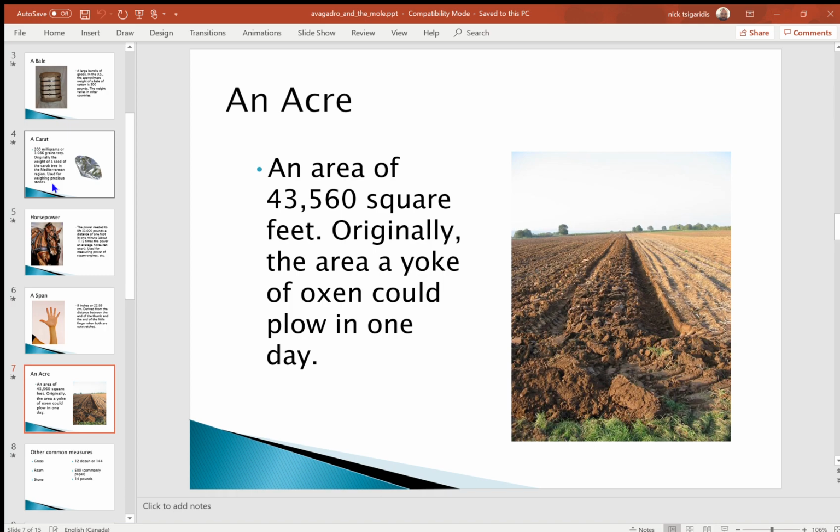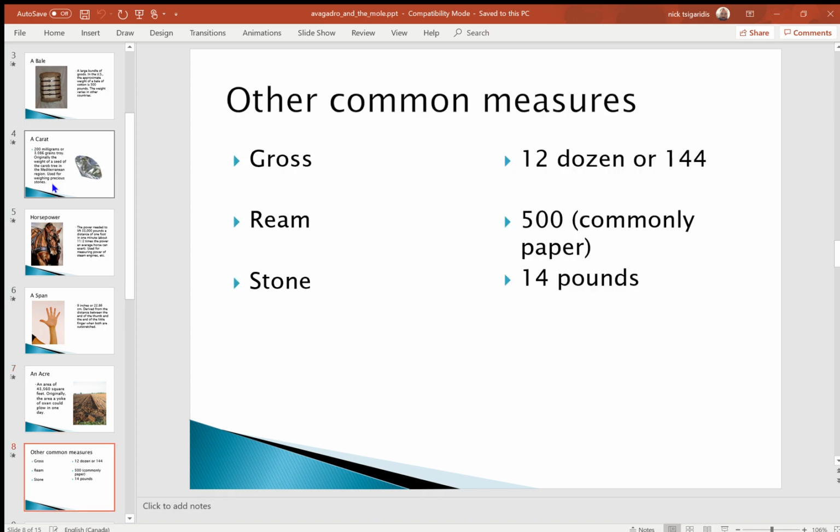So there are other common measures, things like a gross. So a gross is actually 12 dozens or 144. A ream, you guys may have heard of a ream of paper, for example. We're talking about 500 or something. Or a stone. Stone is used to measure weights. So if you watch like the World's Strongest Man competition, they'll tell you how many stones they're lifting. 1 stone is equivalent to 14 pounds. And there's some other ones that you guys might be familiar with. So for example, you guys know that dozen represents 12. A baker's dozen represents 13. These are all arbitrary units. They're made up units that have no actual use other than to help us count larger numbers of whatever it is that we are counting.